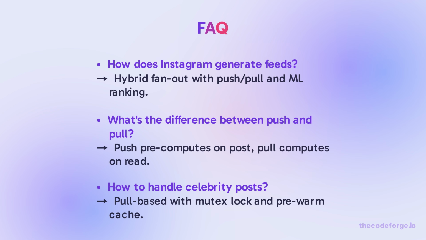What's the difference between push and pull? Push pre-computes on post, pull computes on read. How to handle celebrity posts? Pull-based with mutex lock and pre-warm cache.